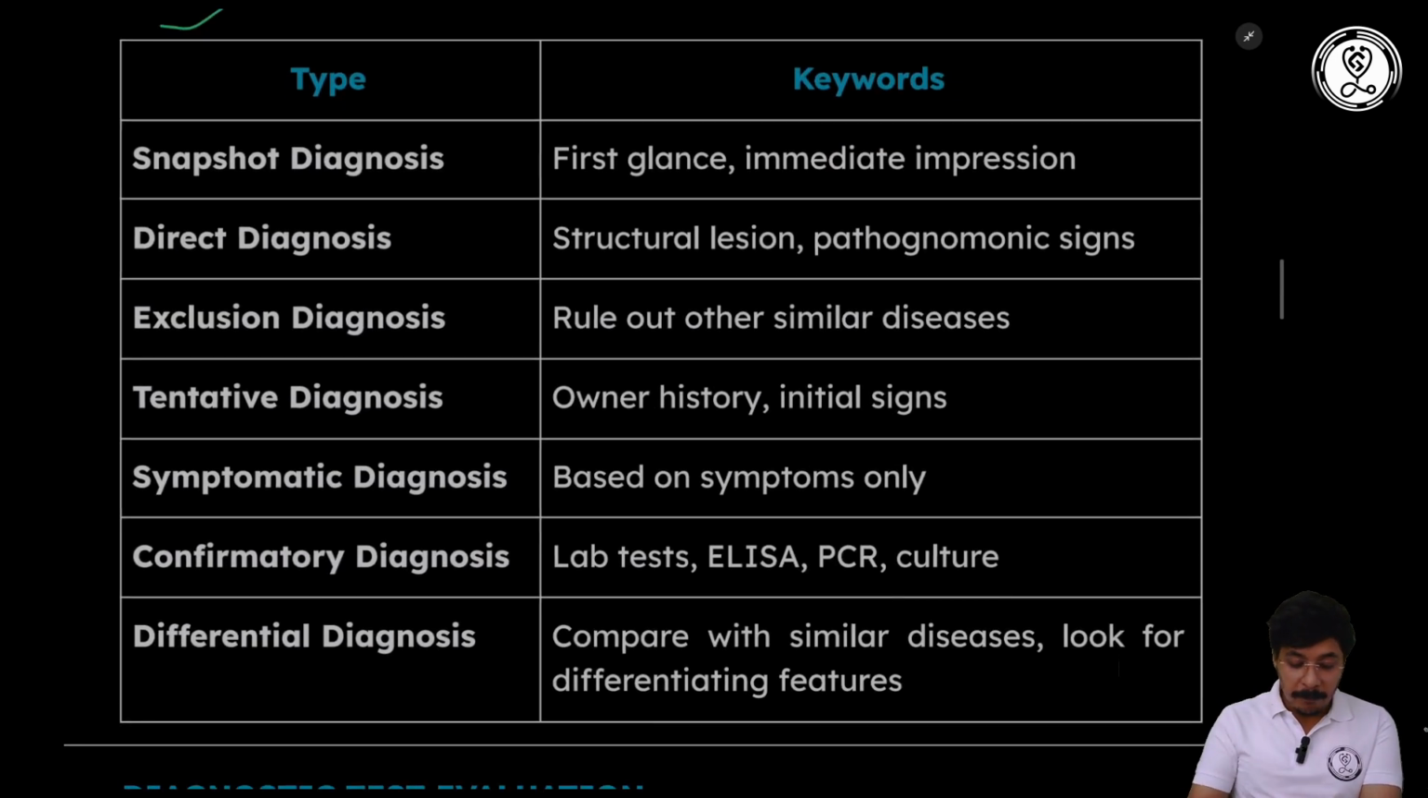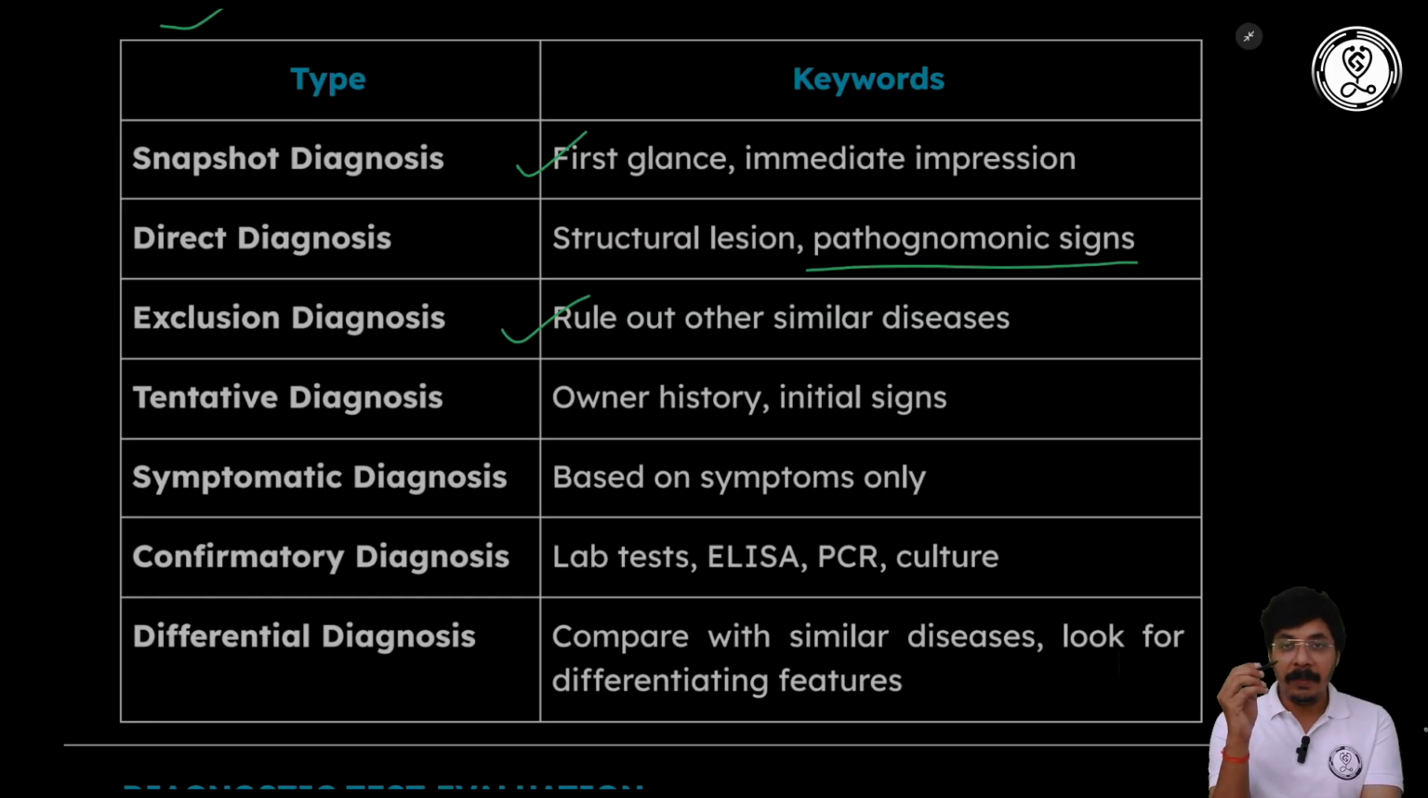Okay. So moving on, there are a few types of diagnosis. The first one is snapshot, where the diagnosis is very immediate, at first glance. It means you are just looking at the animal, and in a few seconds, taking very little time, you are passing your comments regarding that particular disease. That is why it is snapshot. Direct diagnosis, here the structural lesions and pathognomonic signs will be there. Exclusion diagnosis, where you will rule out other similar diseases.